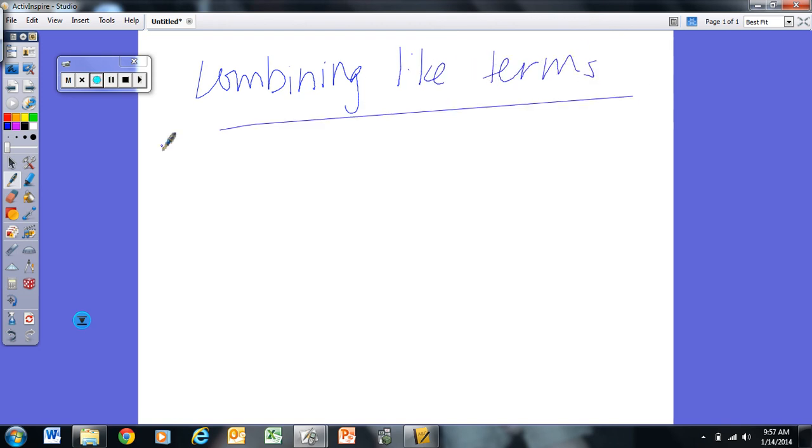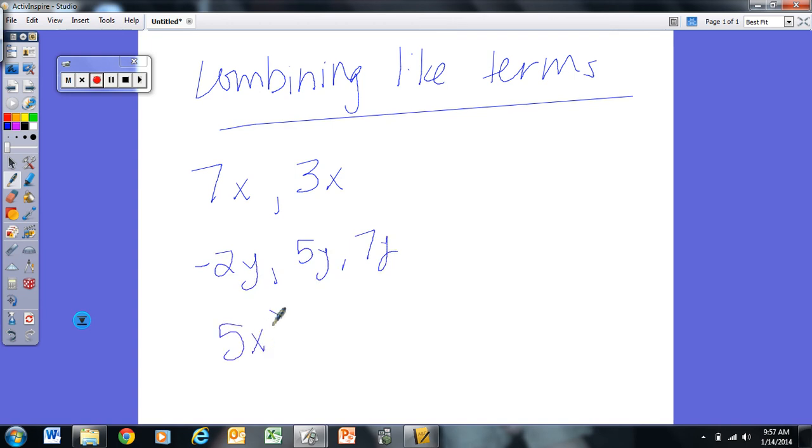That's what we're really going to talk about. We talked earlier in the first video about what a like term is. For instance, 7x and 3x are like terms. They have the same variable with the same exponent. Negative 2y, 5y, and 7y are like terms because they all have the same variable with the same exponent. 5x squared and x squared are like terms. Same exponent, same variable.